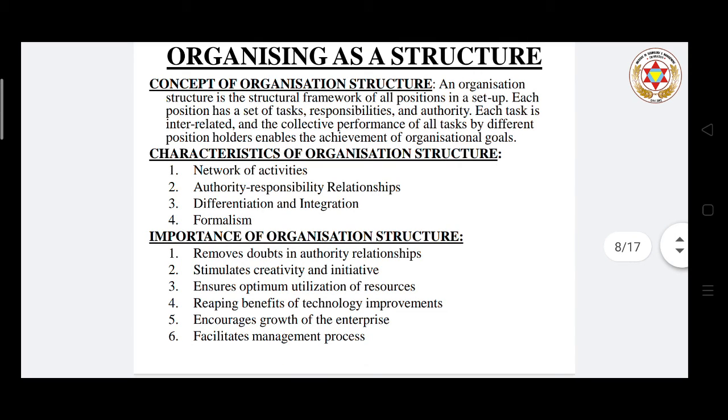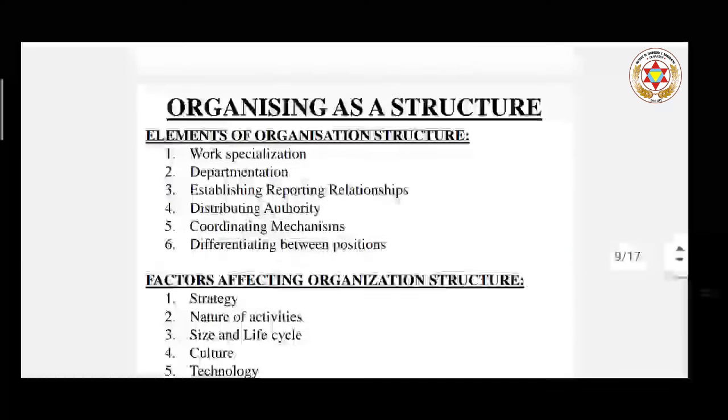Importance is it removes the doubts in the authority relationship, it stimulates creativity and initiative, it ensures optimum utilization of resources, reaping benefits of technological improvement, encourages growth of the organization or the enterprise, and it facilitates management change also.